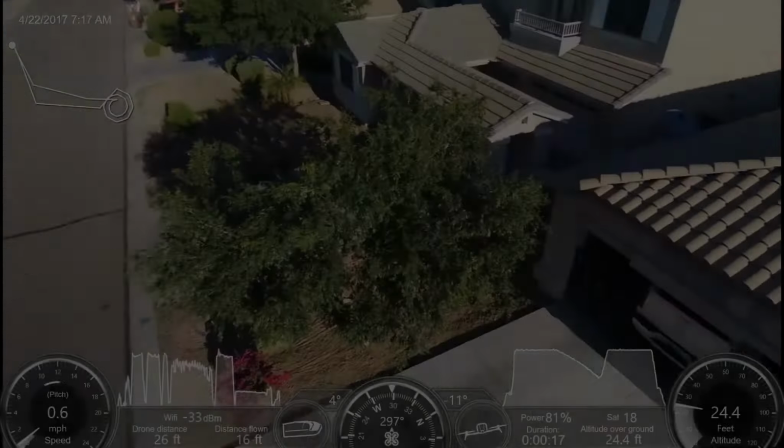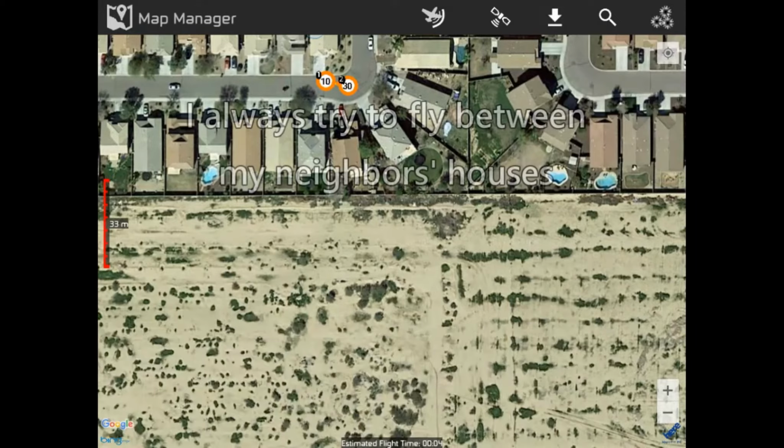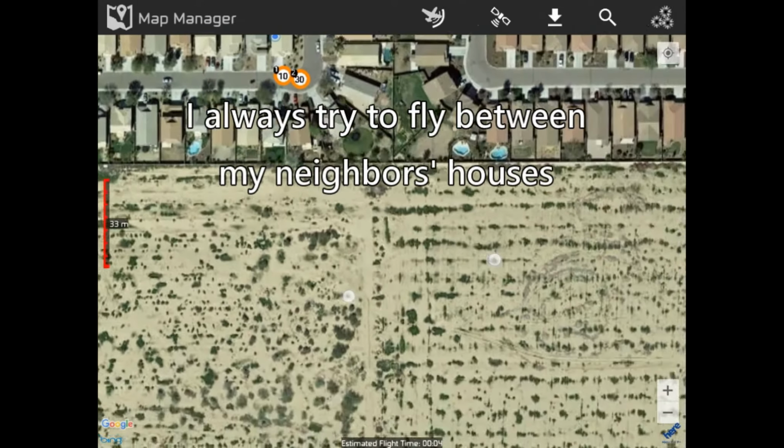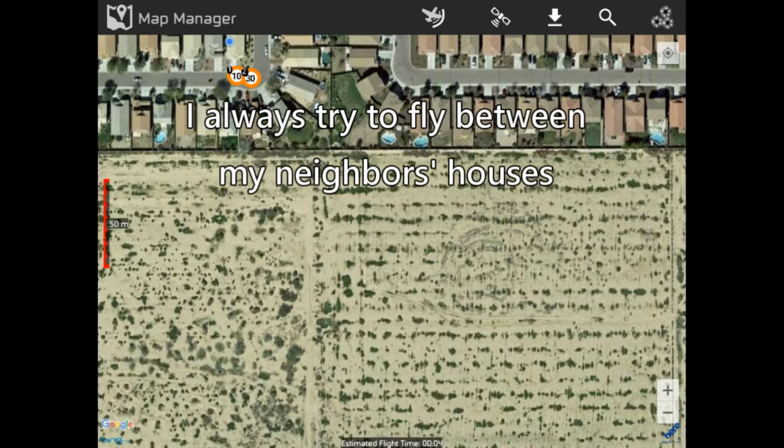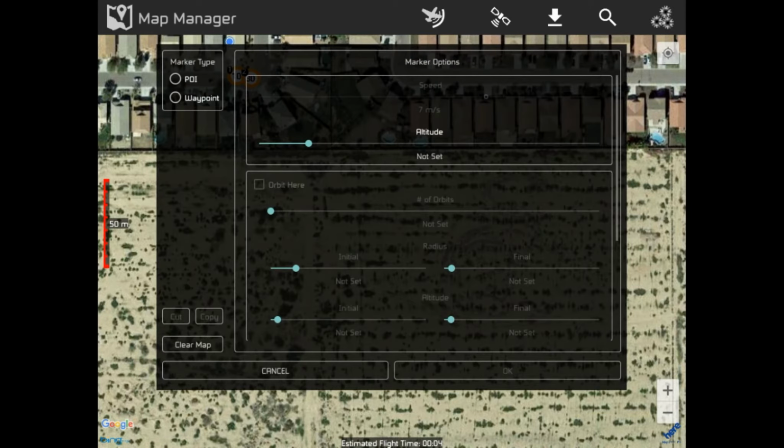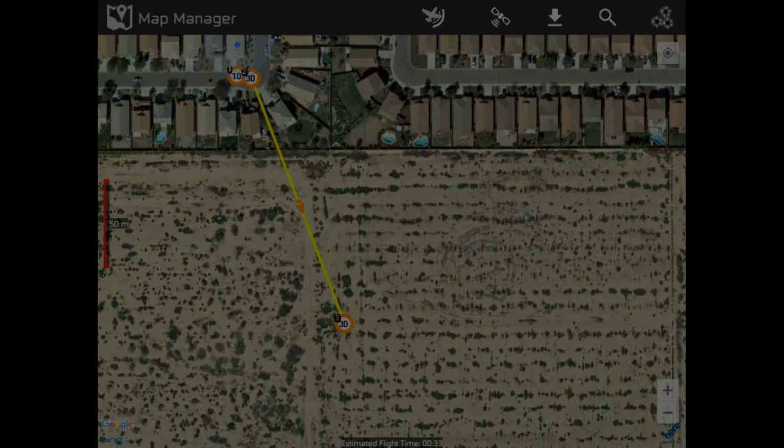Now we're gonna get out here into the field. Put a waypoint right about here, and that's going to be a waypoint, and our altitude and our speed are the same that we want. So now we have this waypoint.